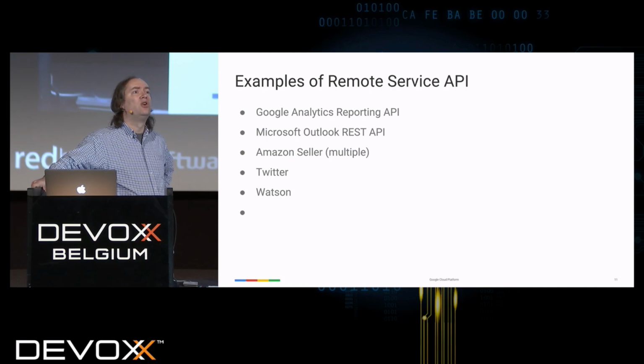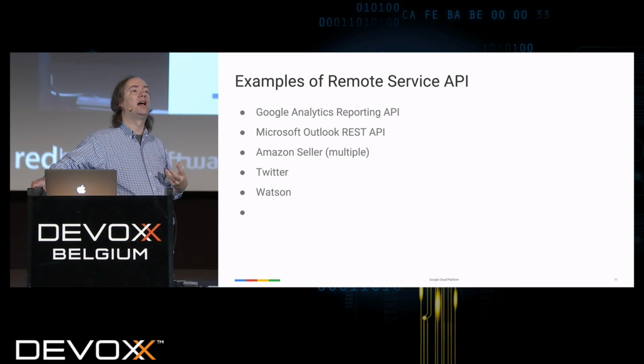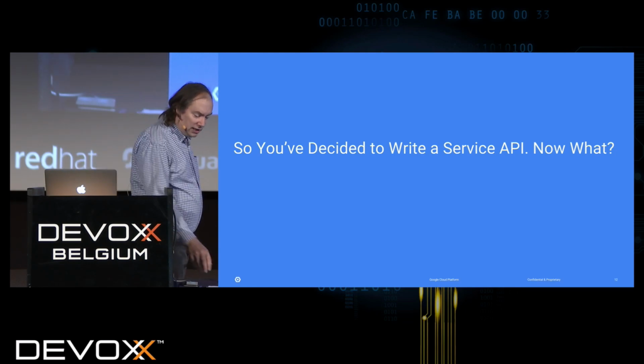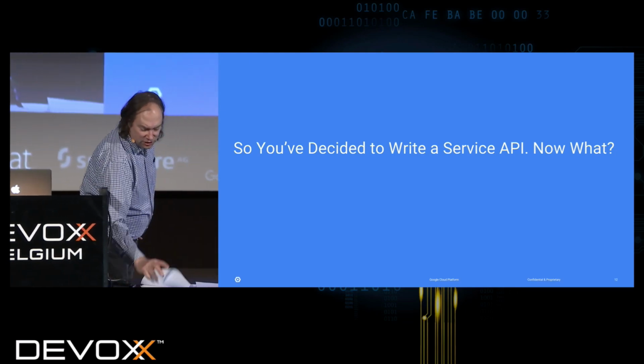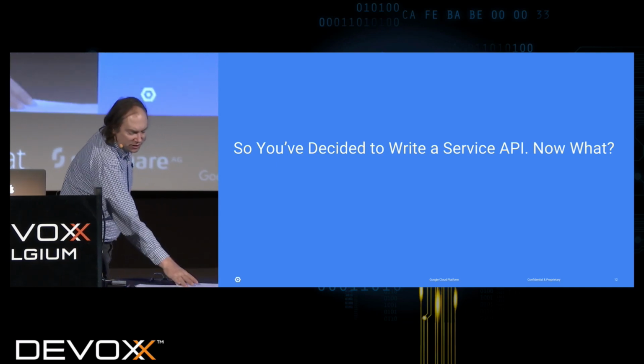In many cases, when you have services running in your cloud, like Watson, like TensorFlow, like Amazon seller accounts, there are many AWS APIs as well, and you want to expose them, this is simply the easiest way to do it, to let the world in and get some control over who's using it. So let's say you've decided to write a service API. So what comes next? What are the design considerations?